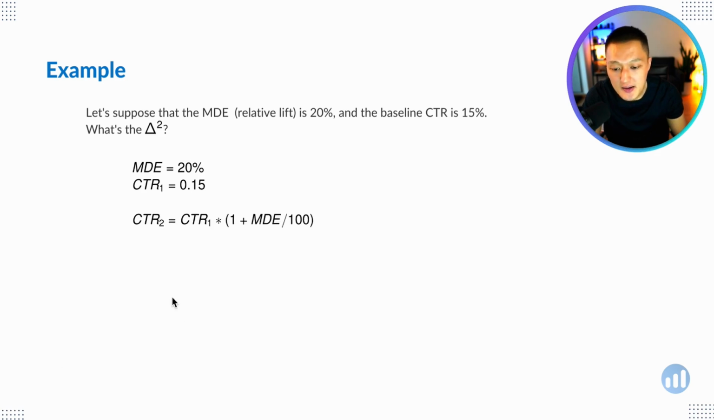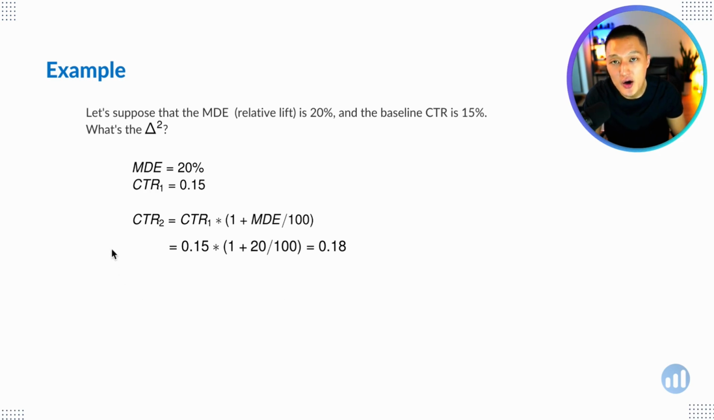So we can get it by setting the CTR of 2 equals the CTR of 1 times 1 plus MDE divided by 100. The reason why we divide the MDE by 100 is because the MDE is in percent form. So dividing by 100 gives us the fraction form. And then we add 1, and then we multiply this term by the CTR of the baseline, which is 15%, in order to get the CTR of 2.